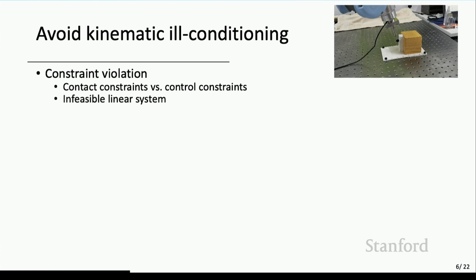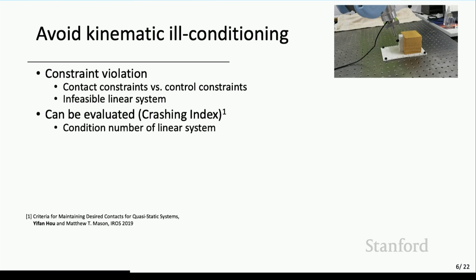At any time instant, those constraints are linear constraints on the system velocity, which means we're having an infeasible linear system. Okay? Then we can use our knowledge of linear algebra and use the condition number of this linear system to quantify how far away the system is from being infeasible. With some robotic-related post-processing, we can use it as a metric. We call it the crashing index. This basically describes how badly the system is ill-conditioned.